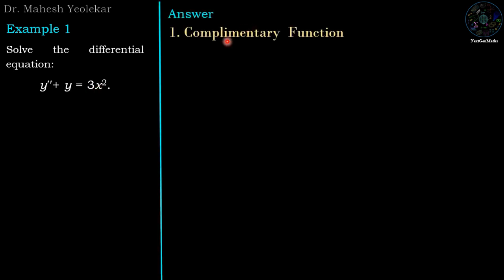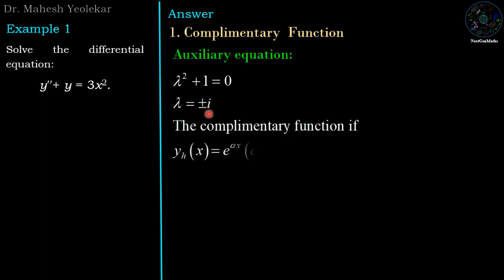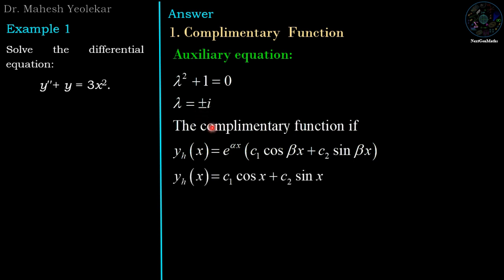First we are going to find the complementary function, which is the solution of the homogeneous part, and for that we require the auxiliary equation, which is λ^2 + 1 = 0 for the given differential equation. If we find λ, we get ±i, which are complex roots. For complex roots, the complementary function is of the form e^(αx)(c1 cos βx + c2 sin βx). Here α and β are the real and imaginary parts of the root λ. Here the real part is 0 and the imaginary part is 1. So the solution is e^0, which is 1, times c1 cos x + c2 sin x.